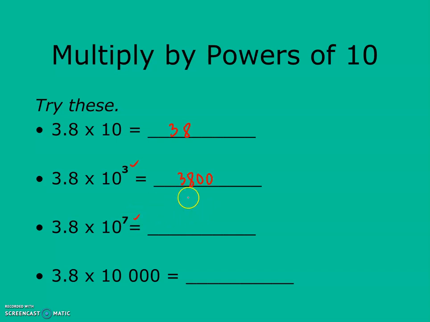Move the decimal 7 places, well, you're going to count that 8 as one of the decimal places, so you're going to have to put 6 zeros on at the end of that. 38 million. And then 3.8 times 10,000, uh-oh, you got to count now. 4 places. Whoops, what's going on there?